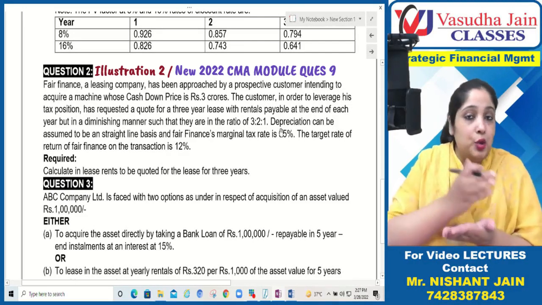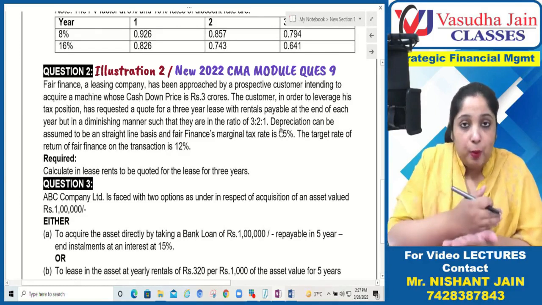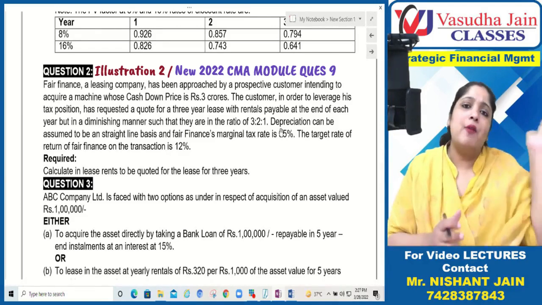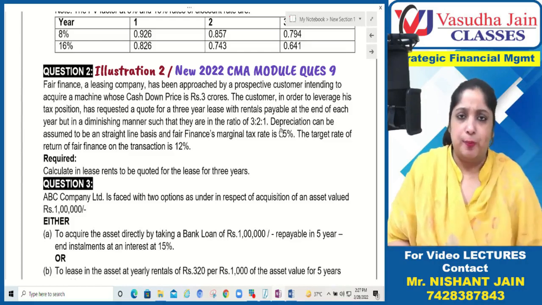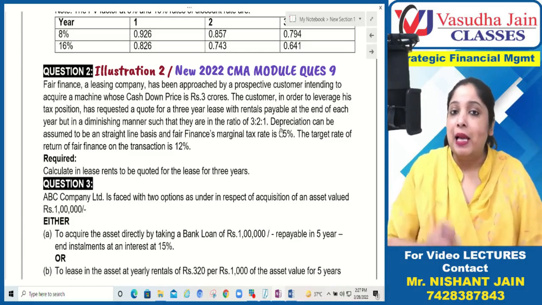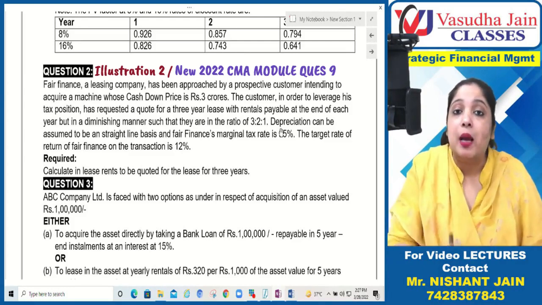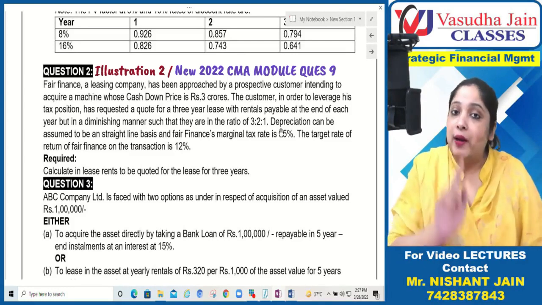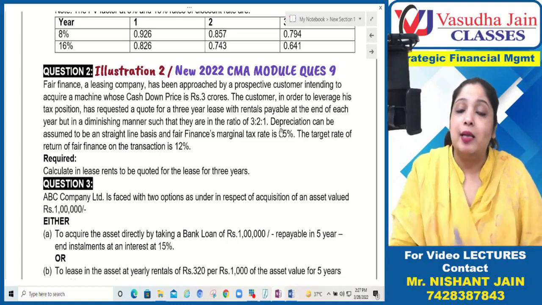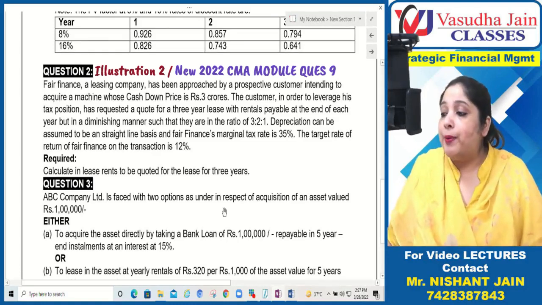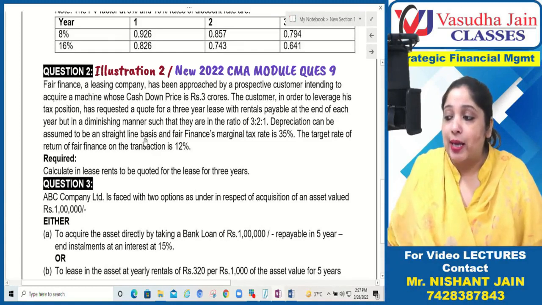Every year the lease rental should not be equal. It should be in the proportion of 3:2:1. That is his request, because he wants to take the benefit of tax position. So basically the leasing company has to give a quotation of how much lease rental it should charge. Only one condition is there: the lease rental should be in 3:2:1 proportion. Not a problem. Depreciation can be assumed to be on straight line basis.